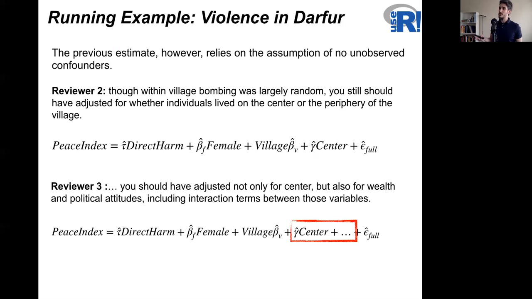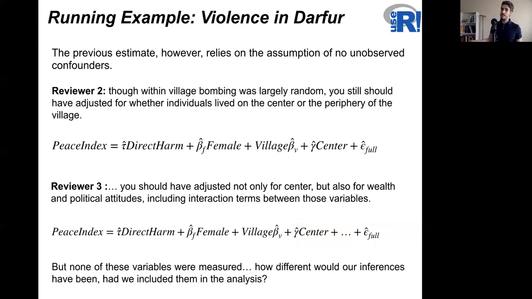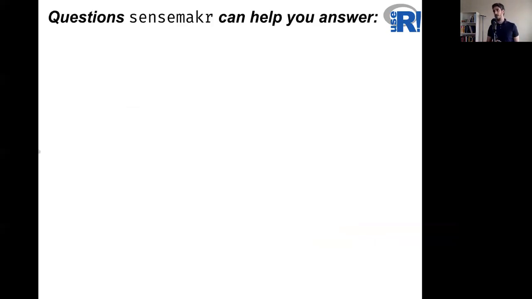Or to make things worse, reviewer three argues that not only should you have adjusted for center, but also for wealth and prior political attitudes, as these are likely confounders as well. And the problem here is that none of these variables, center, wealth, or political attitudes, were measured. So the question we want to answer is, how different would our inferences have been had we included them in the analysis, as we wish we had included, or at least as the reviewers wished we had included?